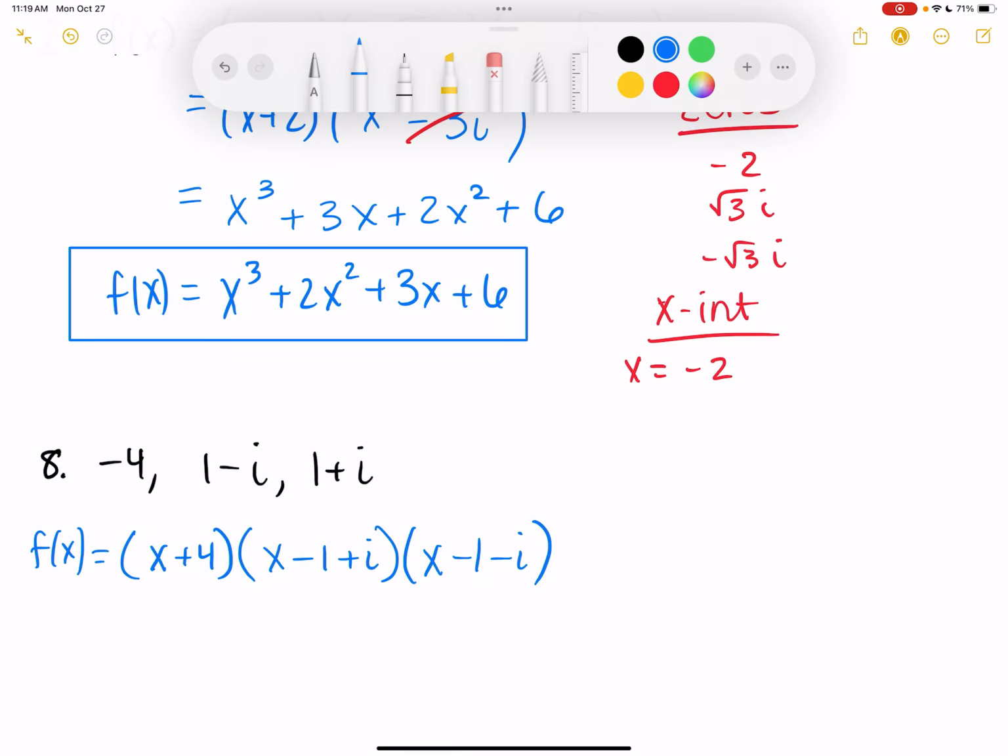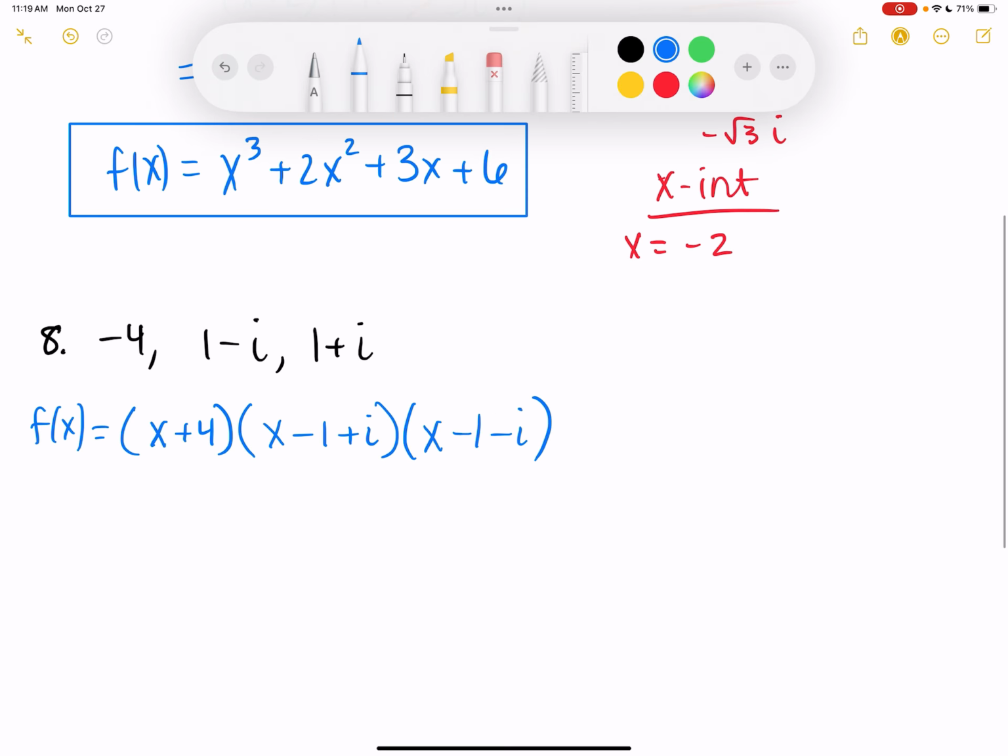And then I just need to multiply. Again, I would do the two things that look relatively similar to each other because a lot of things are going to cancel. And if you multiply it not in that order, it's just going to make it a little bit more difficult. So I'm just going to bring down the x plus 4.